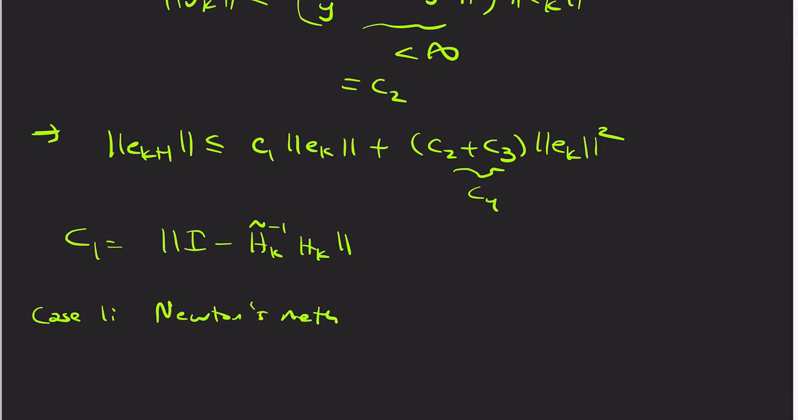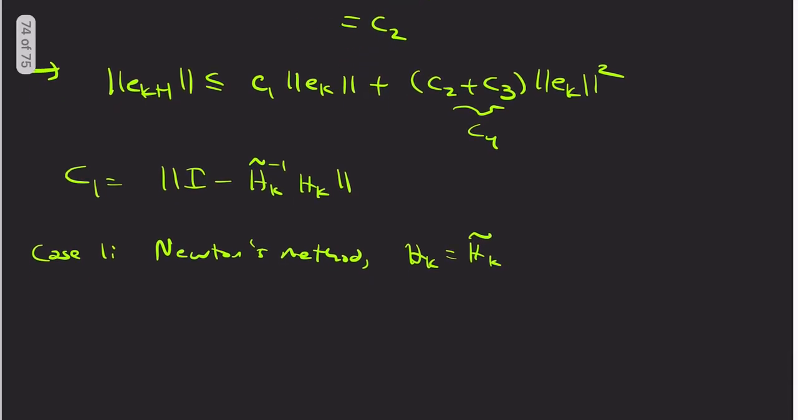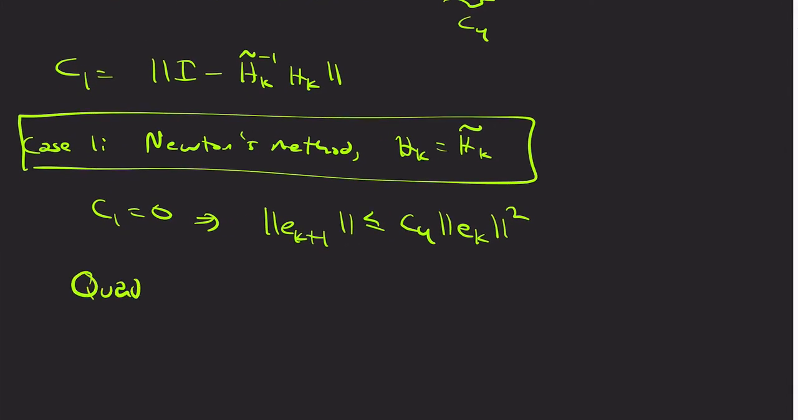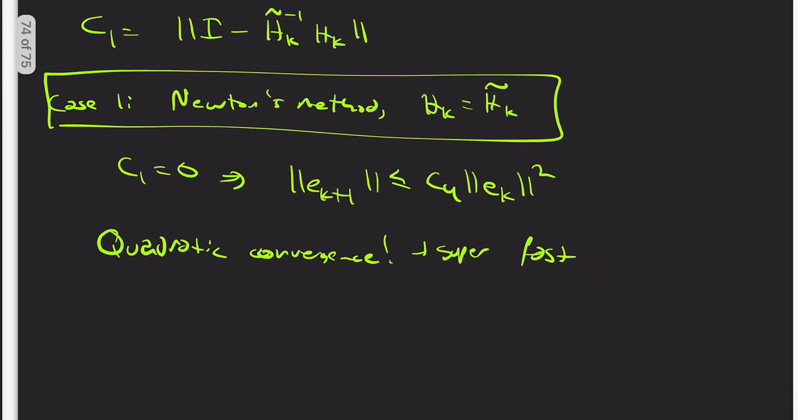So case 1, Newton's method. hk equals hk tilde. C1 is then 0 because that's the exact inverse. Inverse times itself is identity. Identity minus identity is 0. So that tells us that ek plus 1 is less than or equal to C4 ek squared. That is quadratic convergence. And this is super fast. Much, much faster than gradient descent.